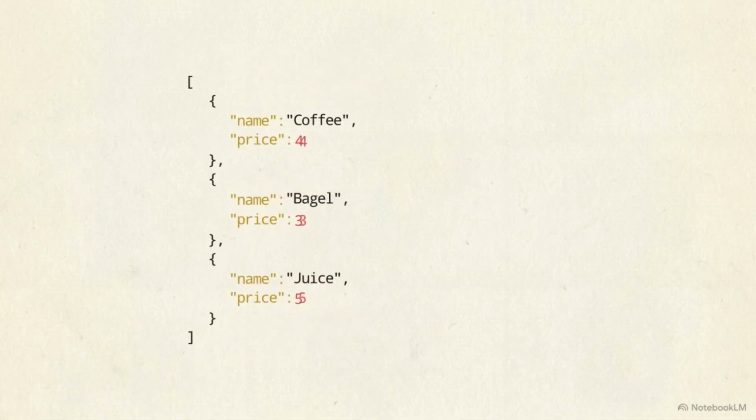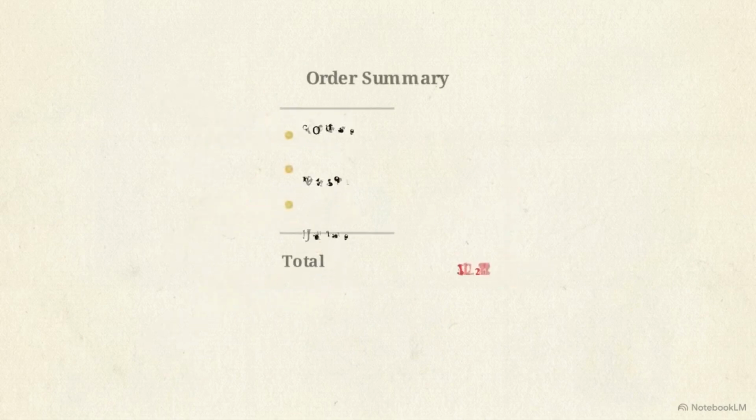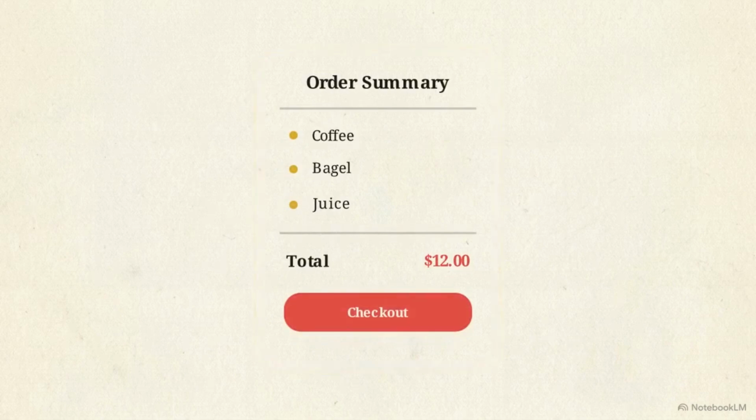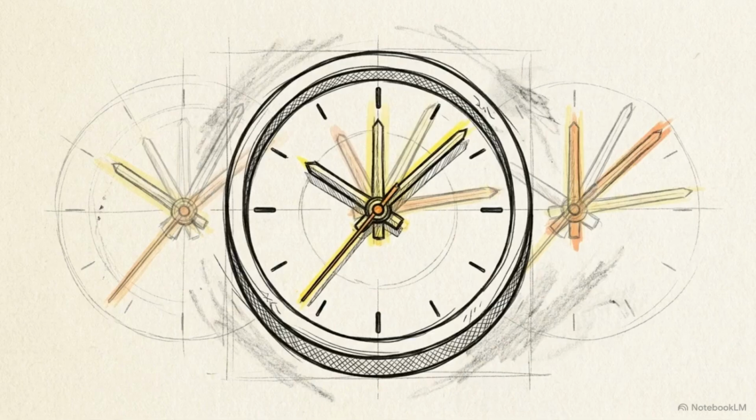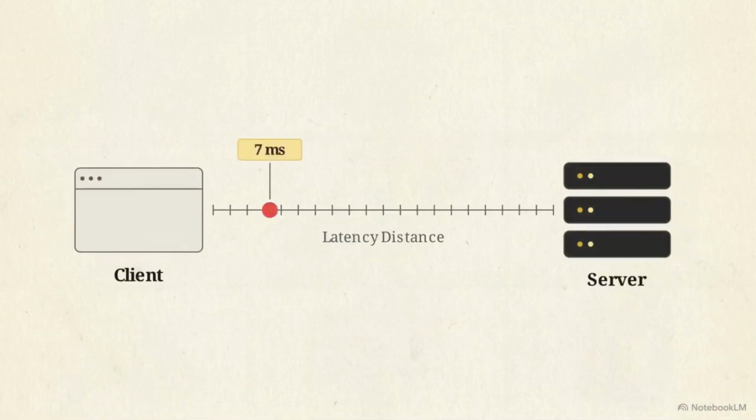The data often contains excess properties, requires mathematical aggregation, or needs filtering before it can be rendered into a user interface. It requires transformation. But retrieving that raw data introduces a critical physical constraint: network latency. Fetching data from a distant server takes time, sometimes milliseconds, sometimes seconds.